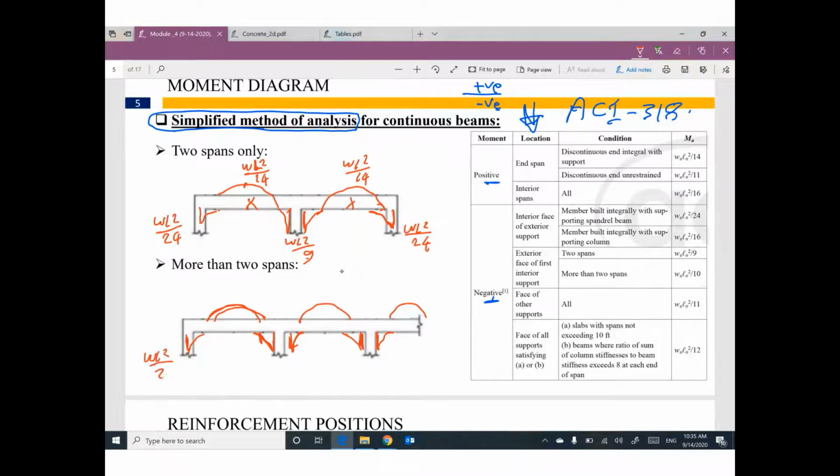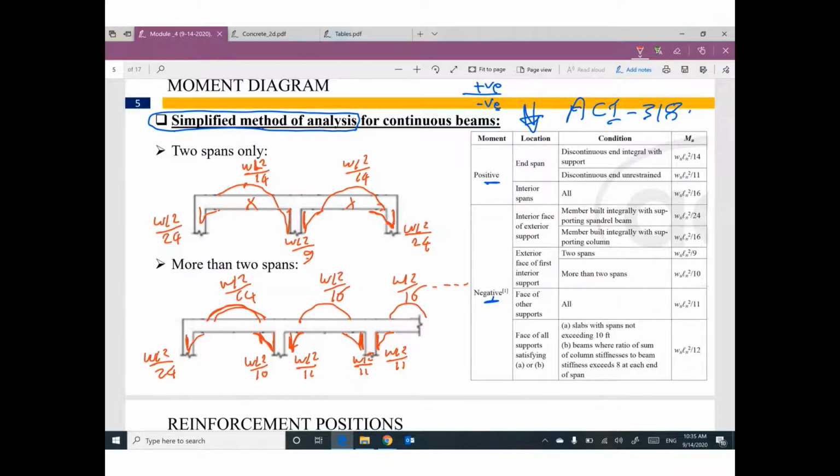This one will be WL squared divided by 10. This one will be WL squared divided by 11. This one will be WL squared divided by 11, WL squared divided by 11, and so on. This one will be WL squared divided by 14. This one will be WL squared divided by 16, WL squared divided by 16, and so on.